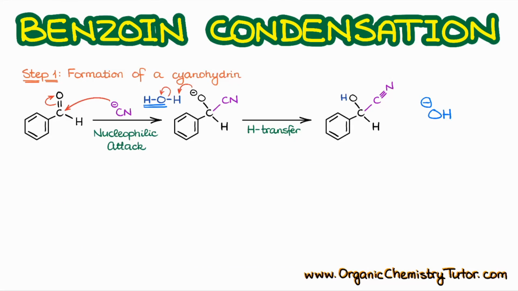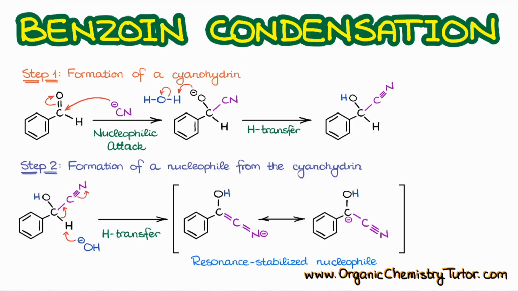And in the next step, we are going to use that base that we formed in the first step. That OH- came from the first step of this mechanism, and we are going to use that base to deprotonate our cyanohydrin and form the nucleophilic species. And this is where the electron withdrawing nature of the catalyst comes into play, because without the cyanide, this proton over here would not be acidic enough, and it wouldn't be possible for a mild base like OH- to pull it off.